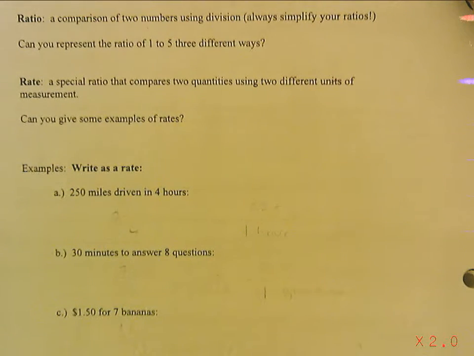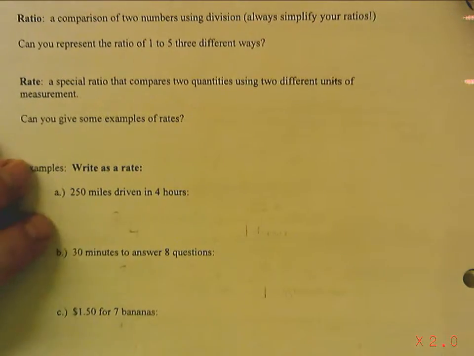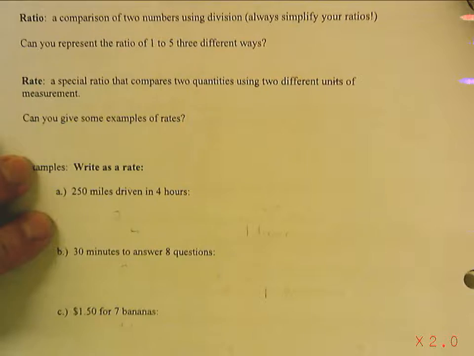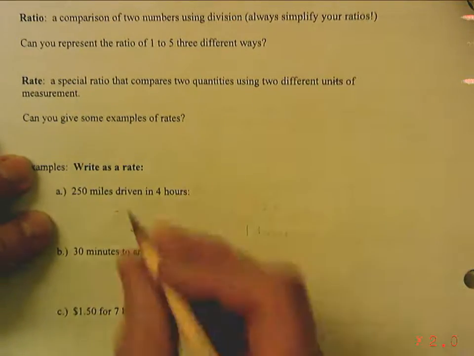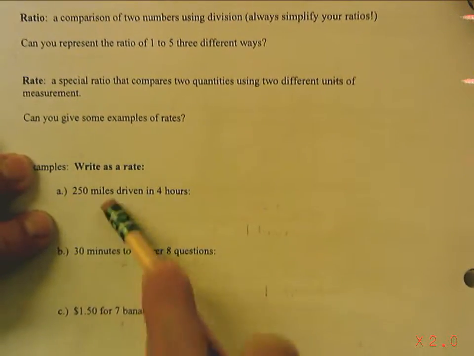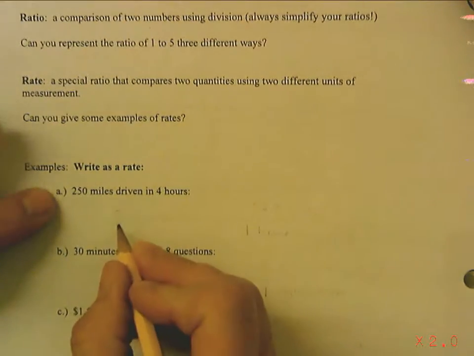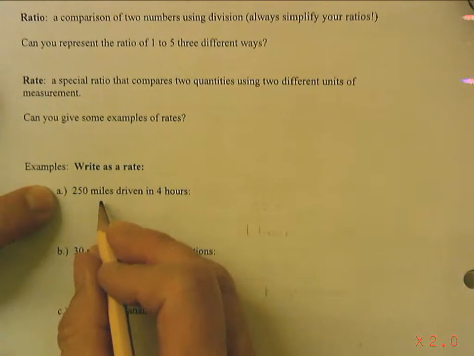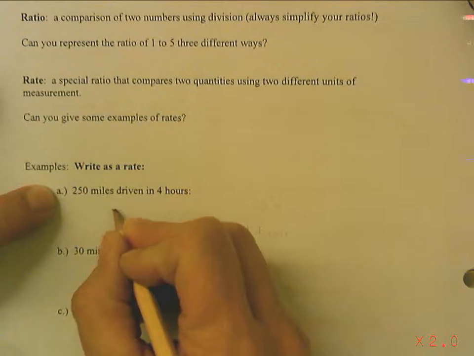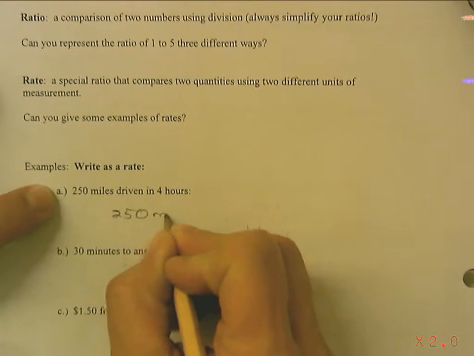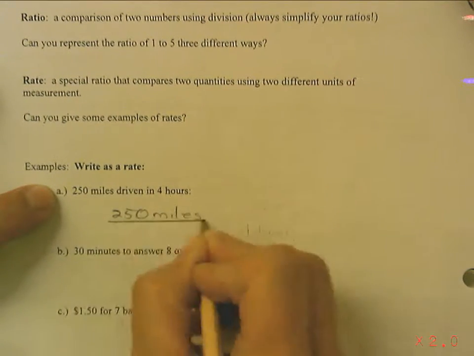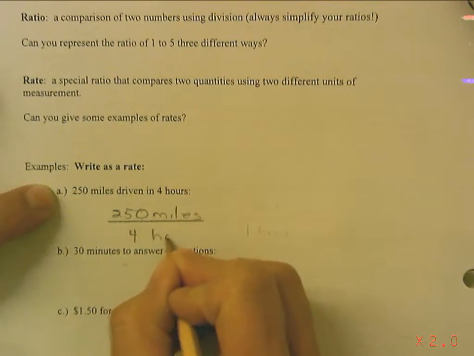You could have dollars per pound. One is money, one is measuring weight. Those are two different units of measurement. Now, to write a rate, for example, we'll look at A, 250 miles driven in 4 hours. So you put 250 miles, make sure you label the unit of measurement, in 4 hours.